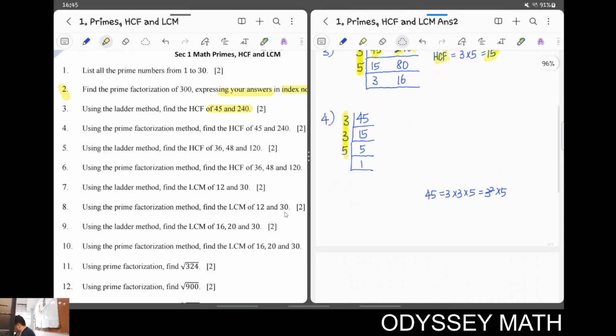Okay, now we are going to do the 240. So for the 240, we have 240 here.